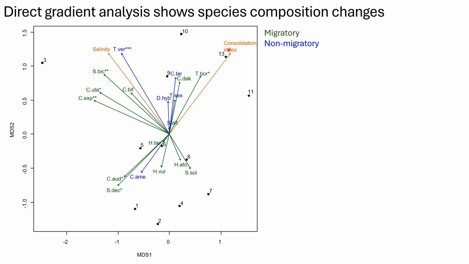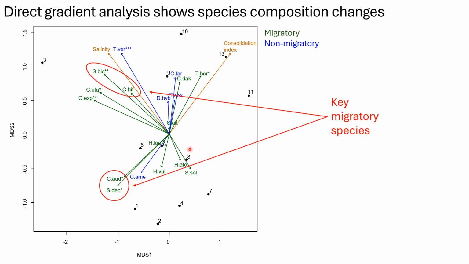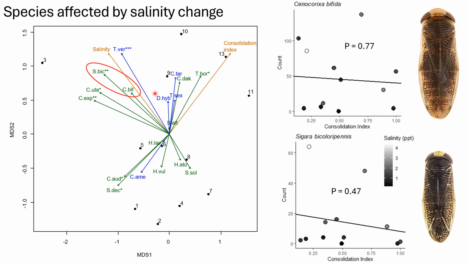So with this direct gradient analysis ordination, we can see that several species are significantly associated with the 2 environmental variables. We'll focus on these 4 key migratory species. We consider these key migratory species because these 4 tend to dominate these wetland-river migratory swarms. First, look at these 2 species, Sigara bicoloripennis and Hesperocorixa bifida. The ordination indicates that they're strongly positively associated with salinity and weakly associated with consolidation index. And that matches what is shown on these scatter plots here. So we see a weak negative relationship with consolidation index for both species.